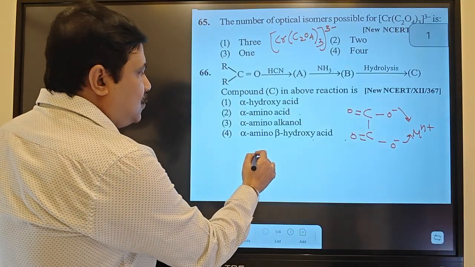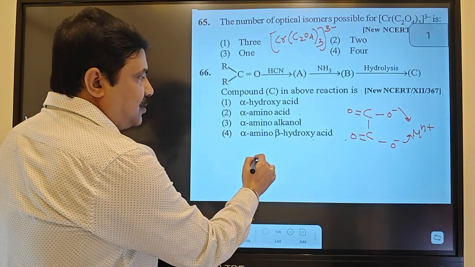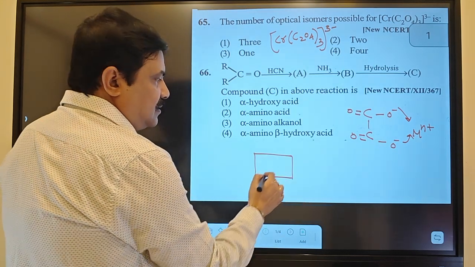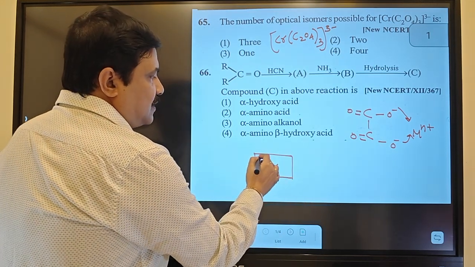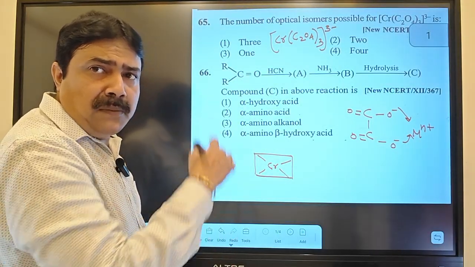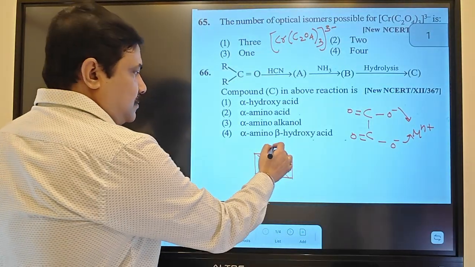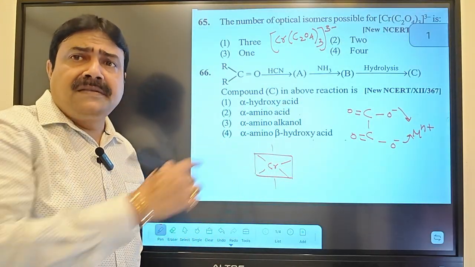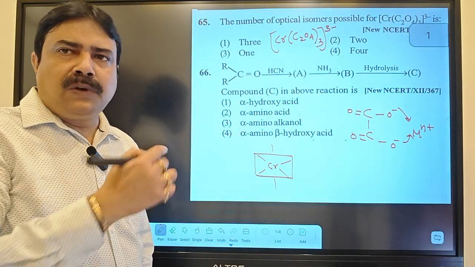So now if I look at the geometry, how will it be? It is an octahedral complex. Chromium will be in the central position. And octahedral means one square plane, one above and one below. That's why this is octahedral geometry.